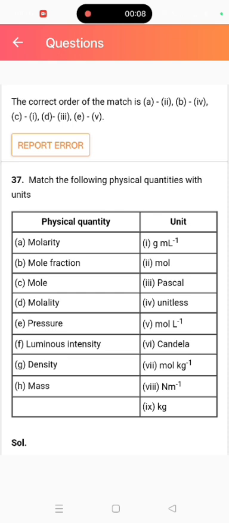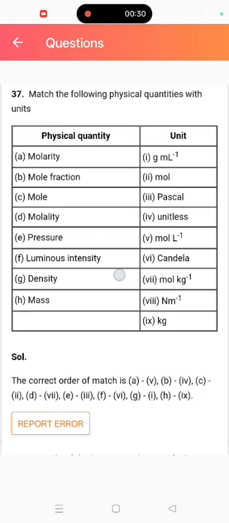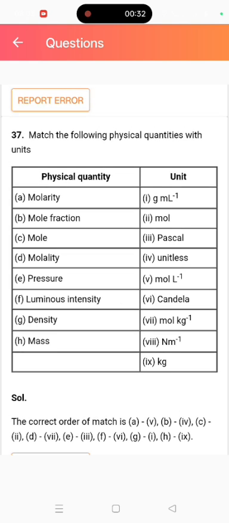Okay, next question. In this, it is match the following. You have to match molarity and the corresponding unit. What is the unit of molarity? Then mole fraction. Mole fraction is unitless, right? Mole is mole. C2. Then that B4. Sorry, A corresponding one is mole per liter.